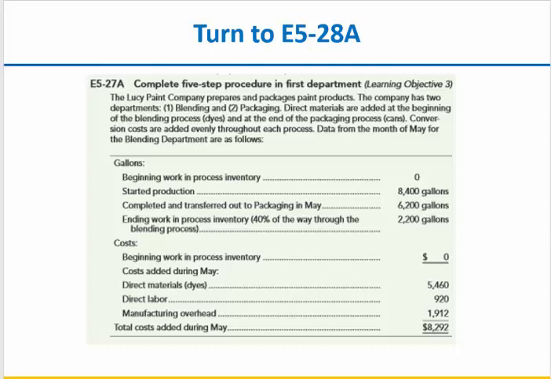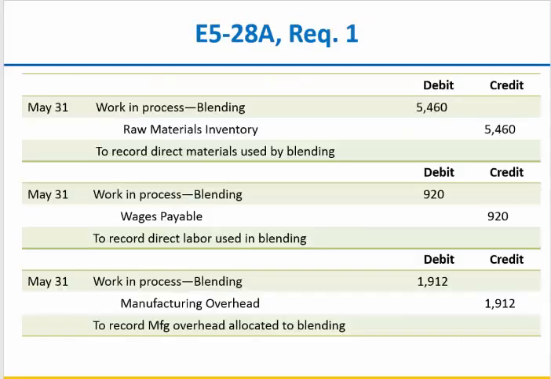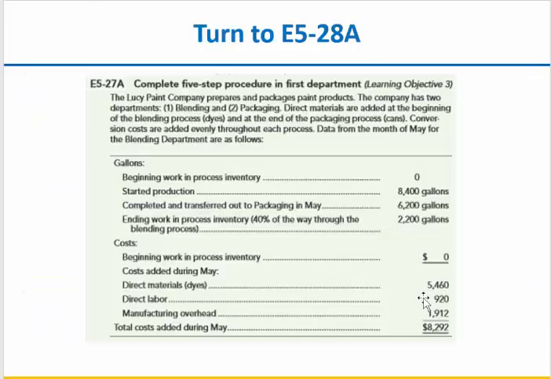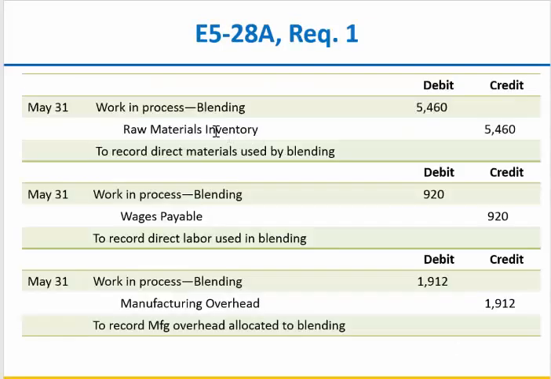So therefore, in terms of journal entries, it's going to be quite simple here. What's happening here is we have a work in process account called blending, right? So we are going to see the cost flow from raw materials to blending. The question gives us $5,460. So all the direct materials will flow into this work in process. That's how you see the credit and debit. And this journal entry is pretty easy to follow.